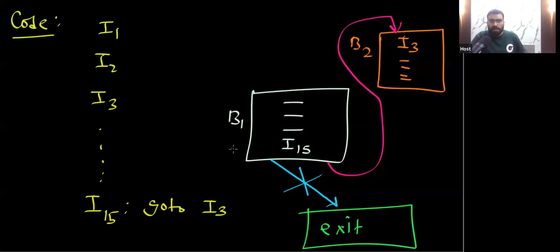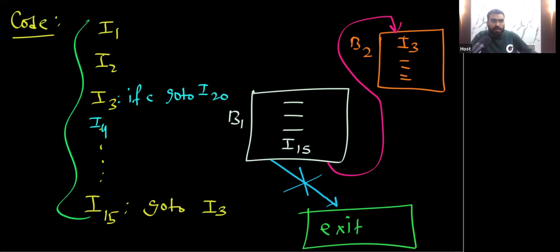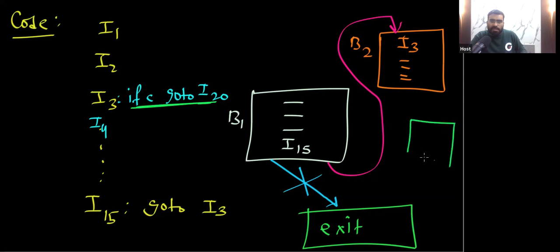Okay, clear? I hope you understood. Maybe here you have something: if there is some condition, this is I4. If some condition, go to some instruction, maybe I20, but I20 is not there in the program. So this will go to the exit. This will go to the exit, means from this basic block, let's call it B4, you will go to exit. Is this understood? Let me know. Is this point clear?